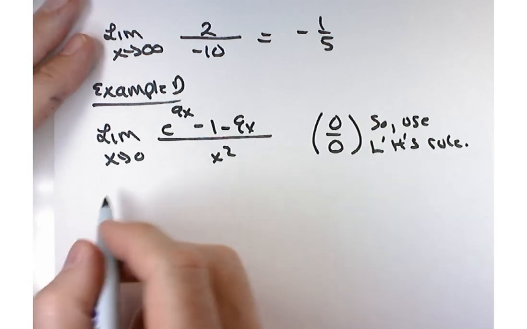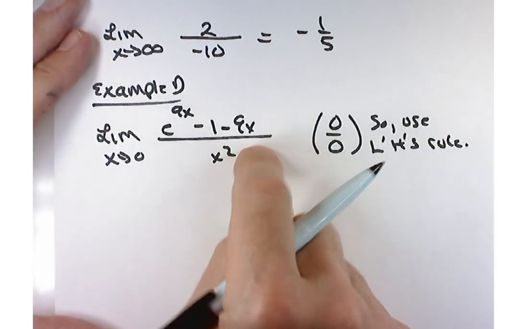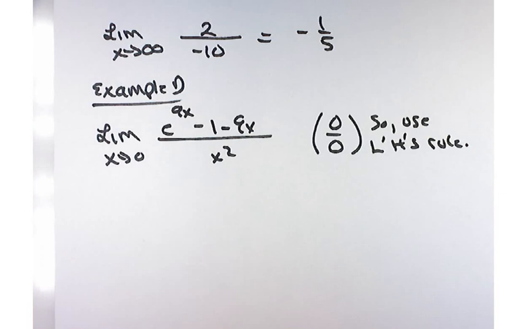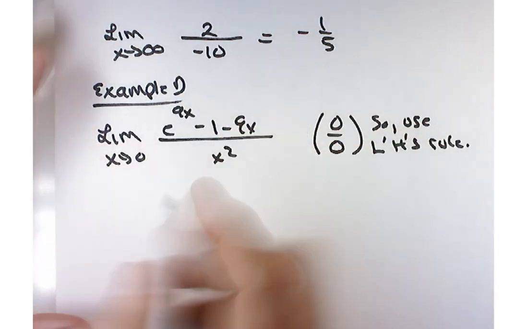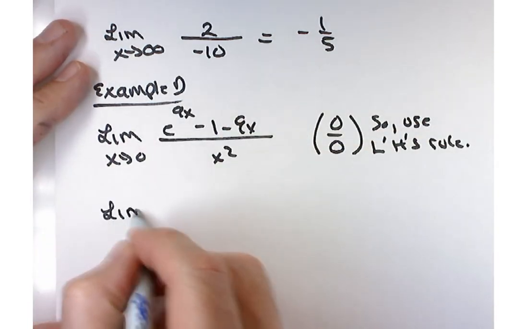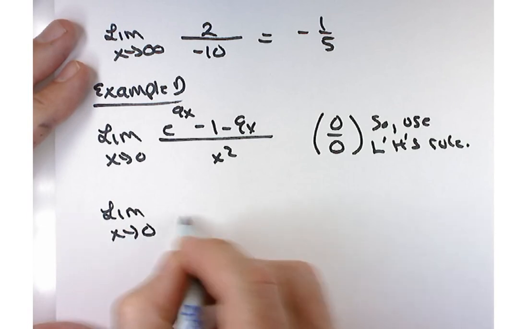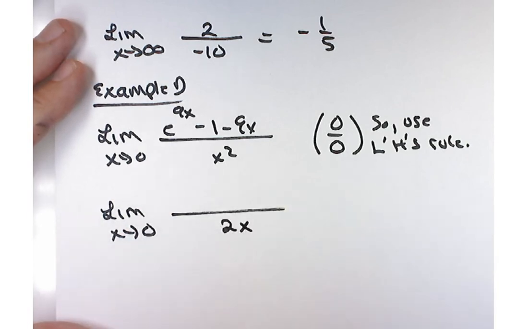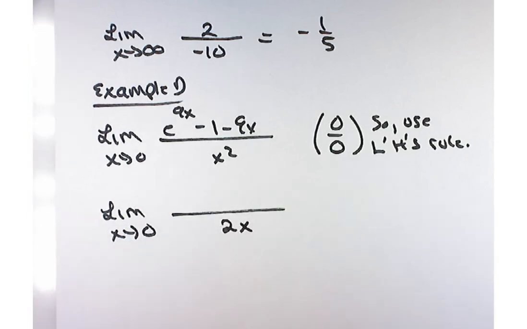Okay, now when you use L'Hopital's rule, please don't use the quotient rule. This is a different type of problem. You're not finding the derivative of the whole thing. You're finding the derivative of the numerator and the derivative of the denominator. Now, being the very helpful instructor that I am, I'll give you the derivative of the denominator. You do the derivative of the numerator.